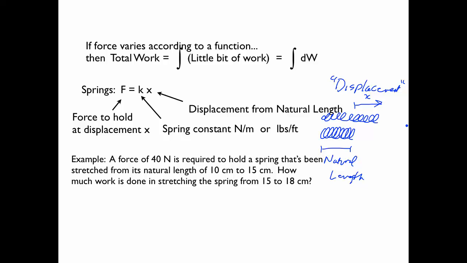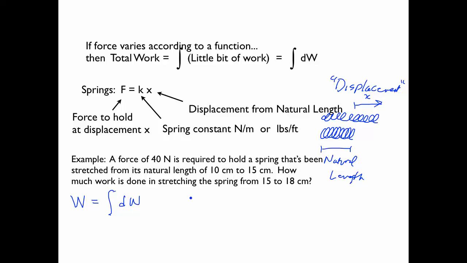So we can't just simply do work equals force times distance. Why? Because the amount of force is continually changing as I'm pulling it. So what does that mean? It means that the total work is going to be calculated how? As the sum of little bits of work.